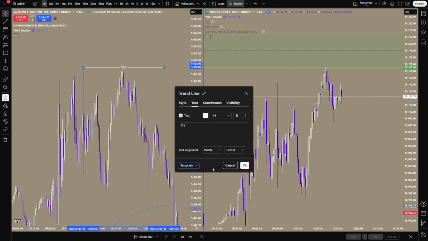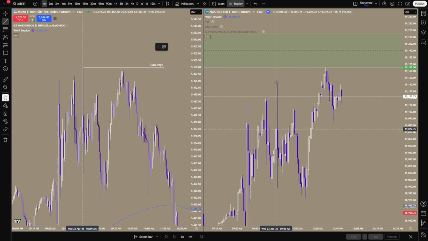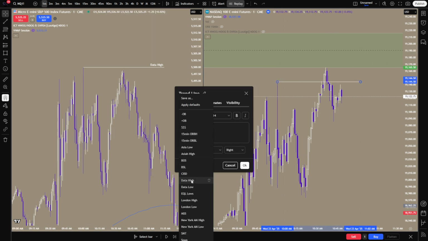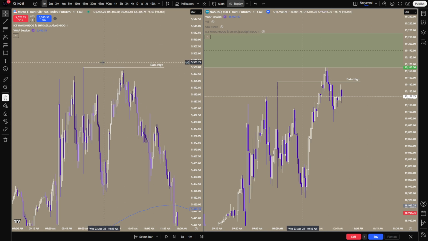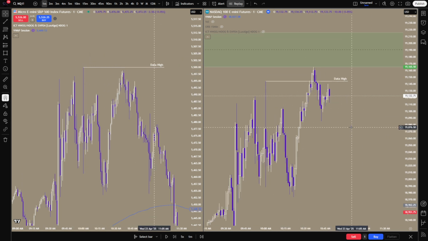Whenever there's data coming out, we usually form a pretty big wick on both sides. So right there is our data high. NQ comes up and takes out, runs the data high, right? So we run that liquidity above right here. And look at how ES fails to run that same data high. That is going to be our first indication of a reversal.